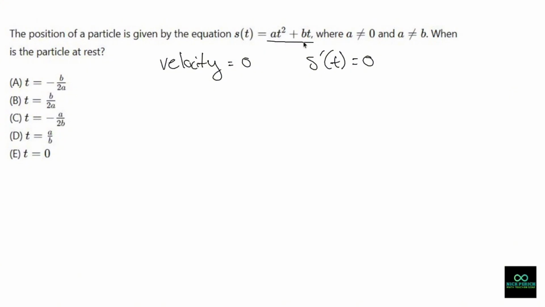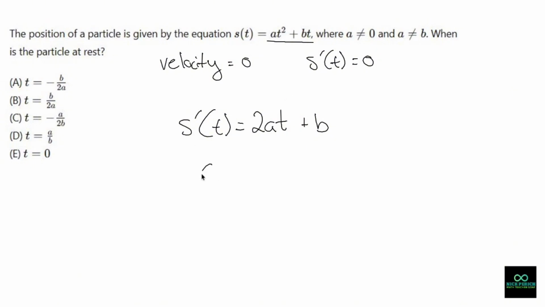So let's take the derivative with respect to t. Now we don't have regular numbers, we have a and b, where neither of those is 0. So if I take s prime of t, the derivative of at squared has me dropping the 2 down, leaving a there, and then t squared becomes t. The derivative of bt is just going to be b.